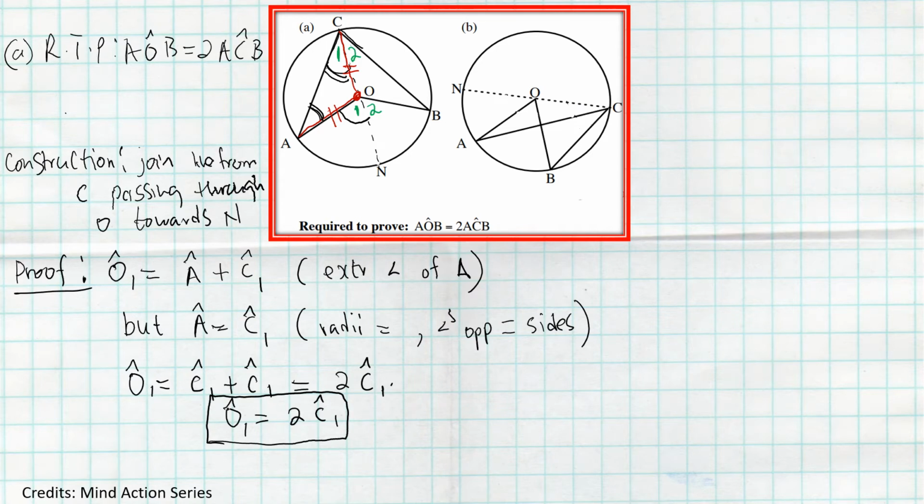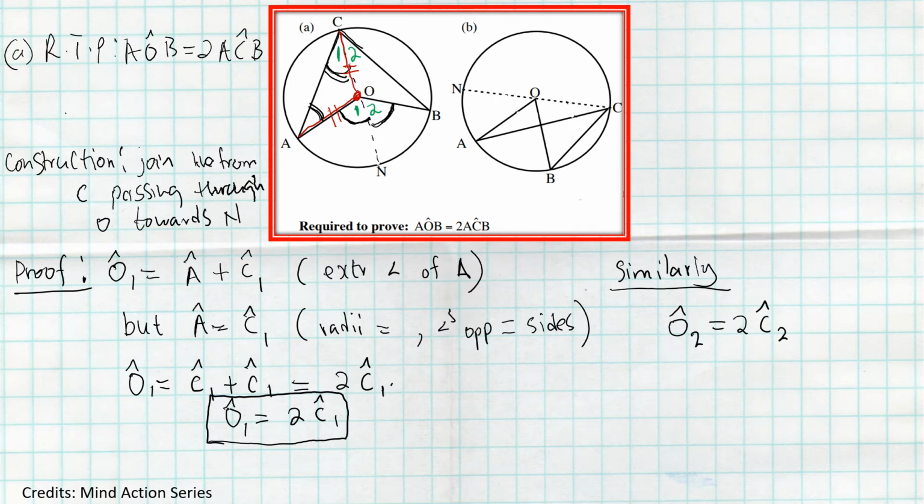Okay, so look at this. Similarly, by doing the same thing that we did on this side, we can also prove that angle O2 is also the same as 2 angle C2. Can you see? Similarly, because we just proved that angle O1 is the same as 2 angle C1, right? Angle O1 is the same as 2 angle C1.